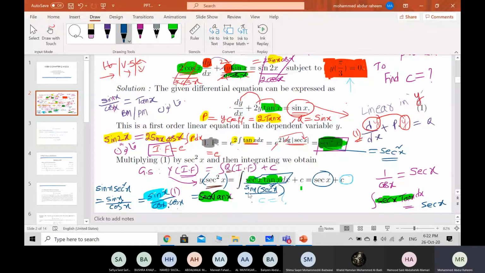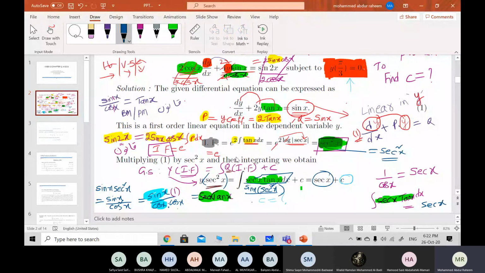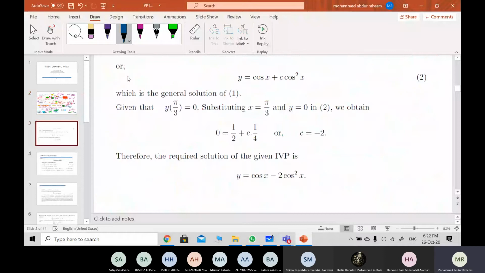So what is the solution? Check here, the solution came like this. The point was actually there in the last slide: integral of secant square x is secant x plus c. From that we can get this. Or if you don't want to get it, no problem, just stop here and continue. How to continue, I will show you.